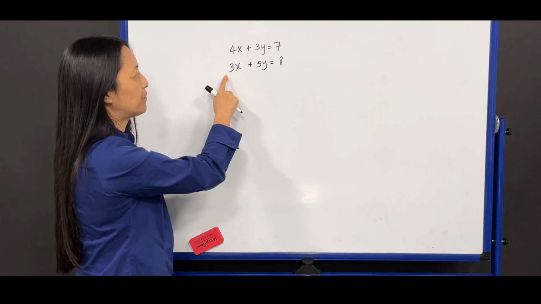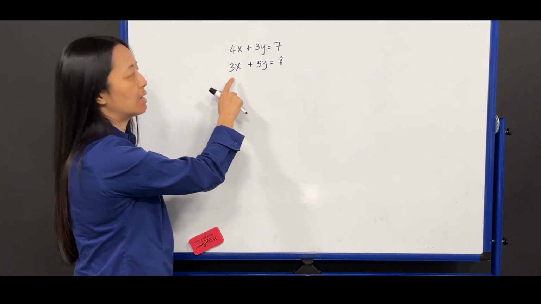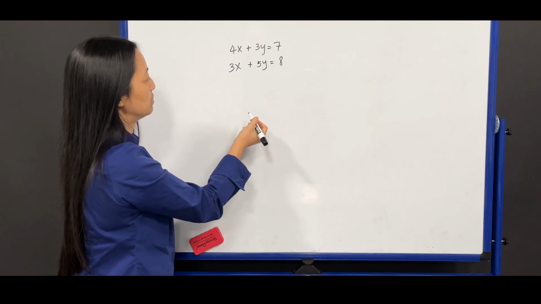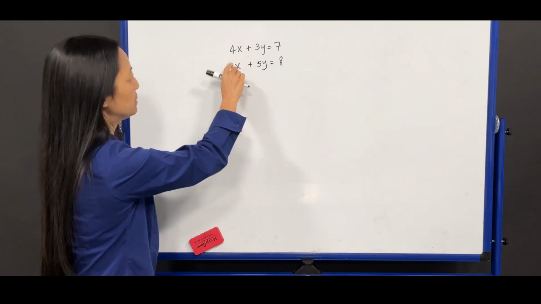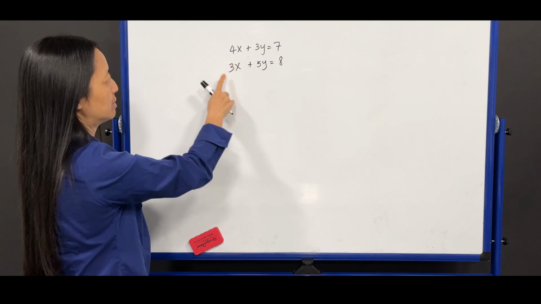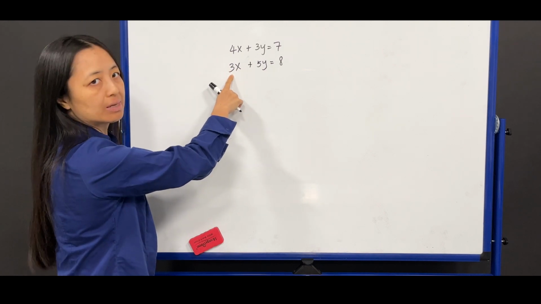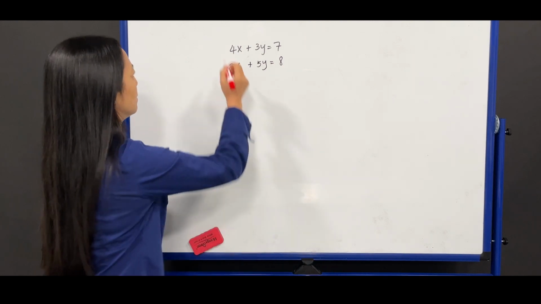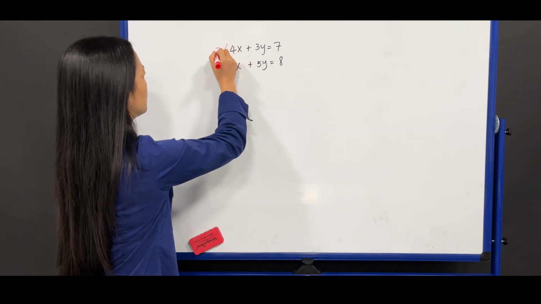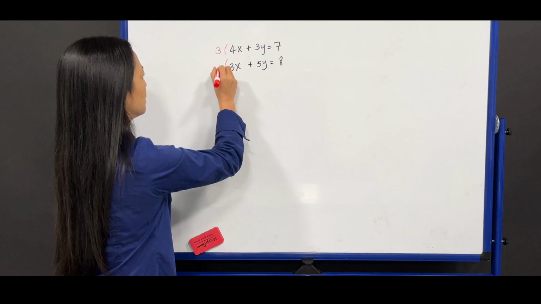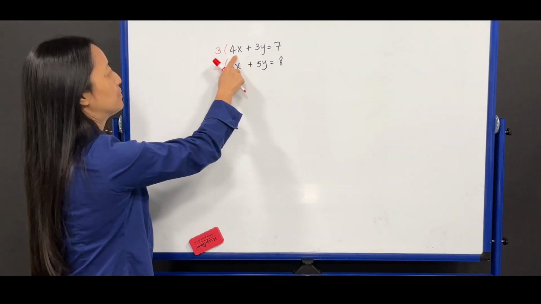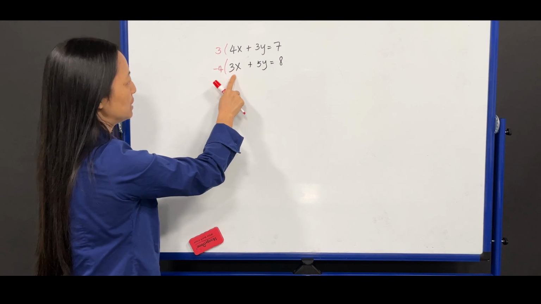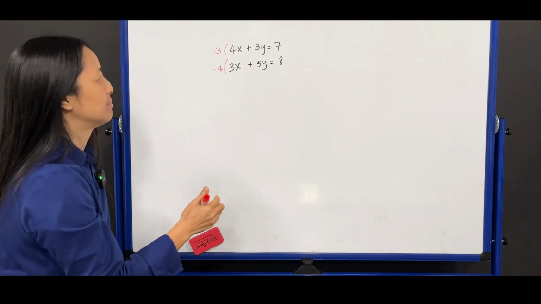What we need to do is find the lowest common multiple of the x coefficients. 4 and 3, the lowest common multiple is 12. We need to change this to 12x and this to negative 12x. So let's do this. We're going to multiply by 3 on this one, and then we're going to multiply by negative 4 on this one. 3 times 4x is going to be 12x. Negative 4 times 3x is going to be negative 12x.